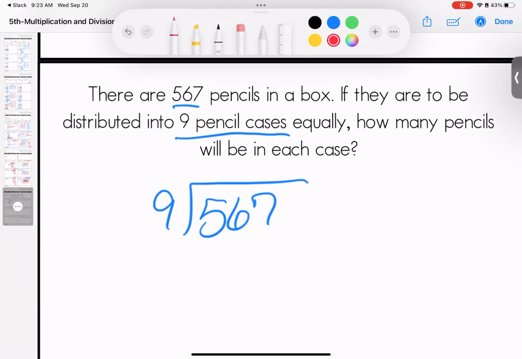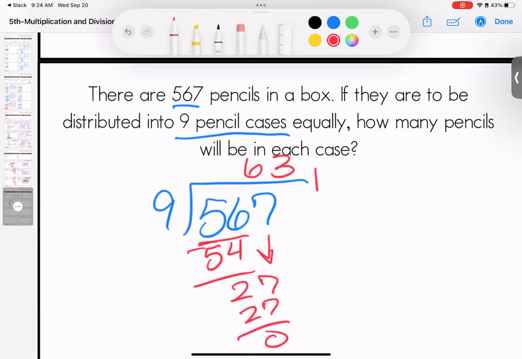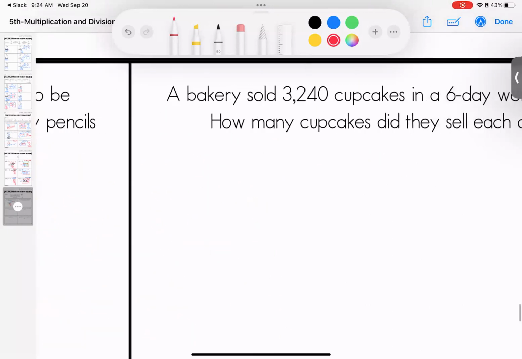So here we go. 9 does not go into 5, but it does go into 56. 9 times 6 is 54. 56 minus 54 is 2. Bring it down. 9 times 3 is 27 exactly. I can put 63 pencils in each case.